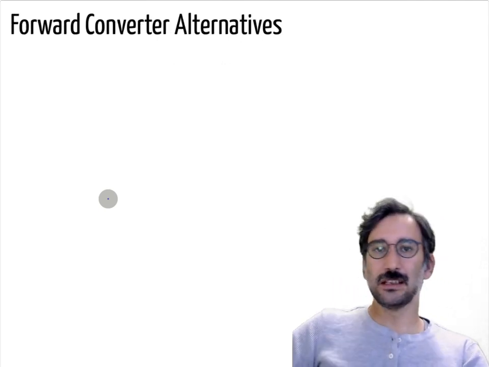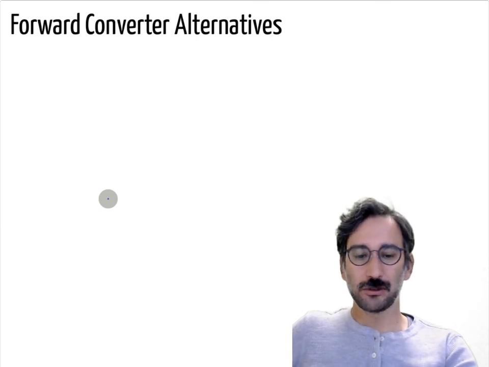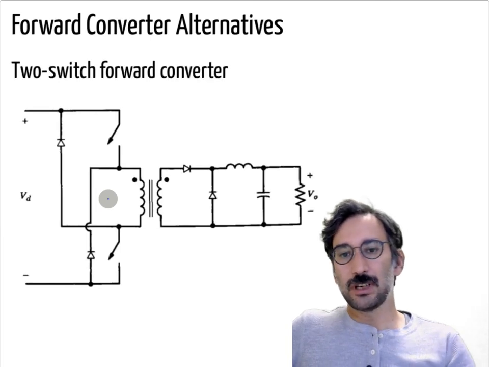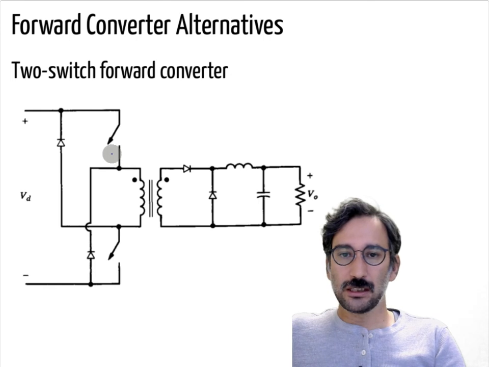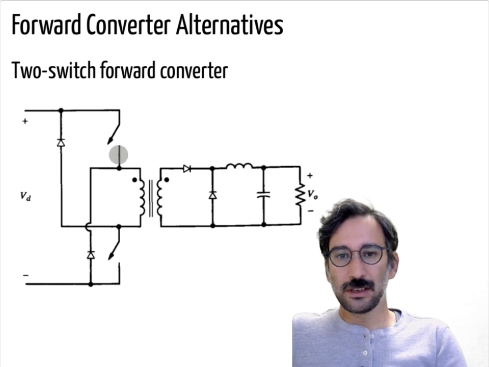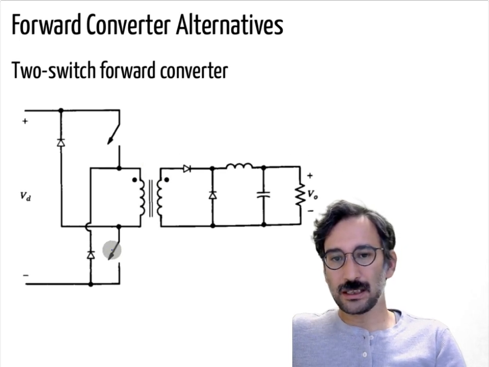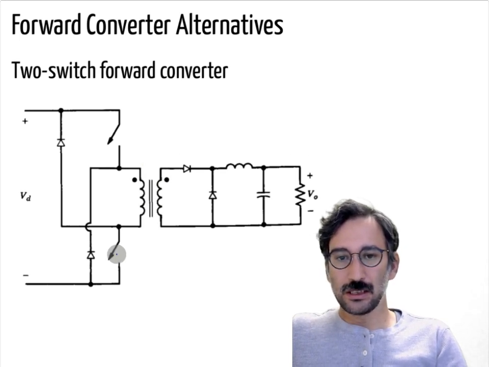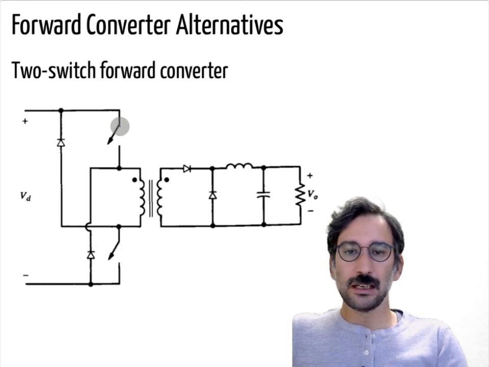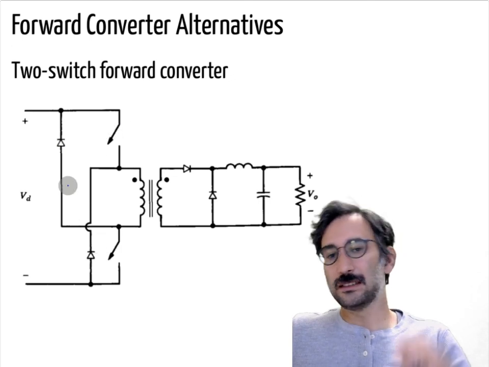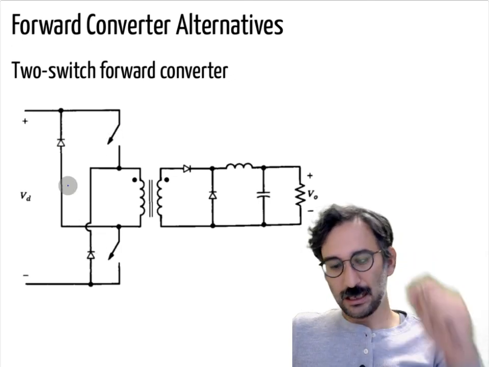So this is the conventional forward converter, and what you can do is also use a 2-switch forward converter, and again, that part is the same. Instead of using a third winding, you can add an extra switch, in addition to the normal switch that we have, and also these diodes. So let's see how it works.